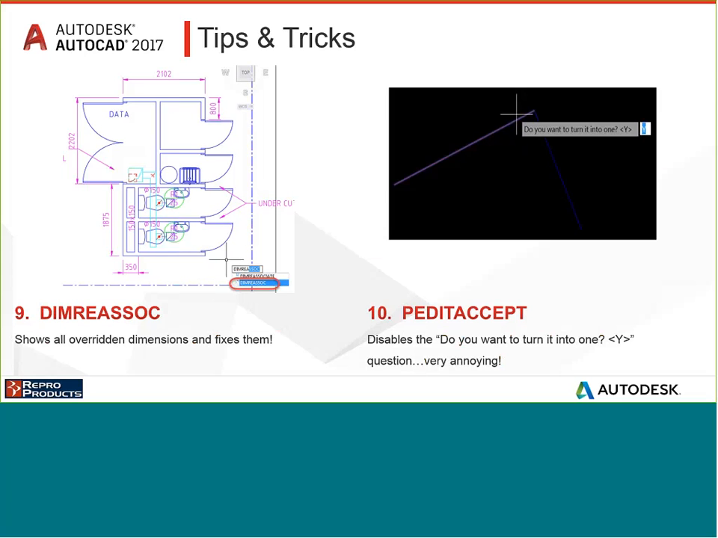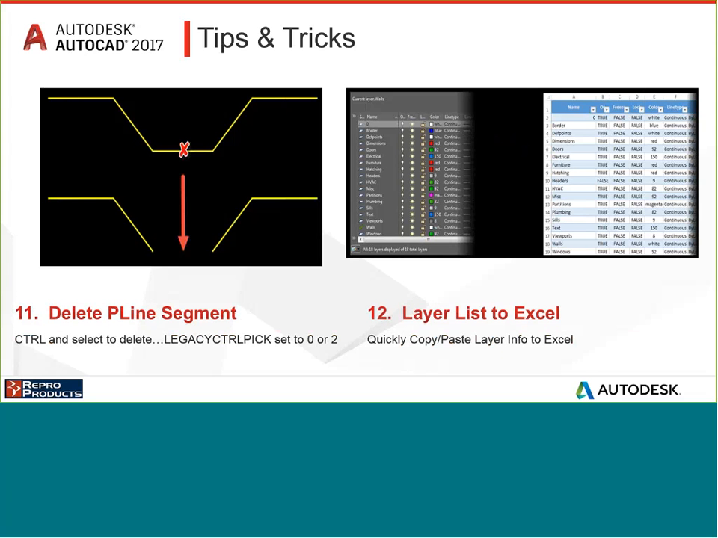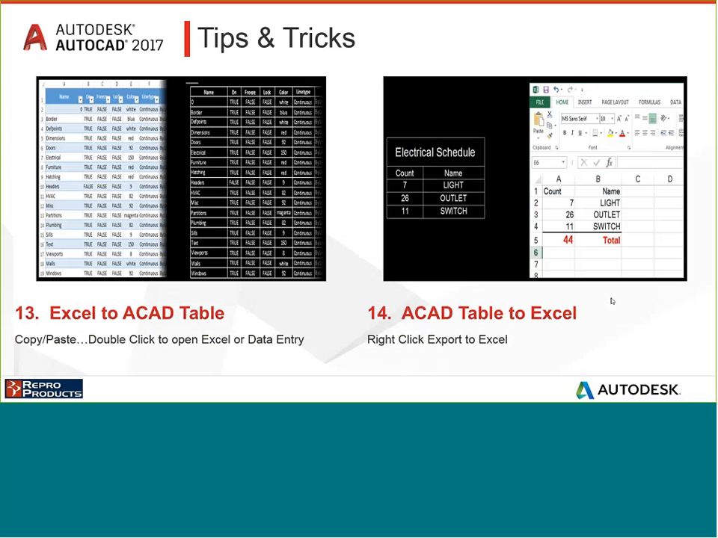There is a new feature called Dim Reassociate, which allows you to see any overridden dimensions, and it'll fix them automatically. There is a system variable for the pedit command. You have the ability to use the Control key to do subobject selection for certain content. We'll cover layers and how to export them out to Excel. We'll cover how to take the Excel content and bring it into AutoCAD tables. And we'll also cover how to take an AutoCAD table and convert it to Excel.